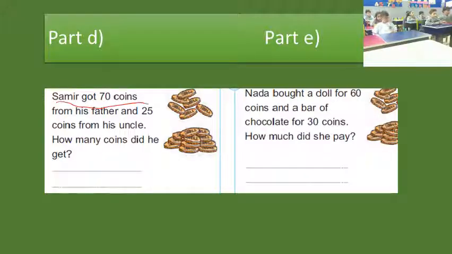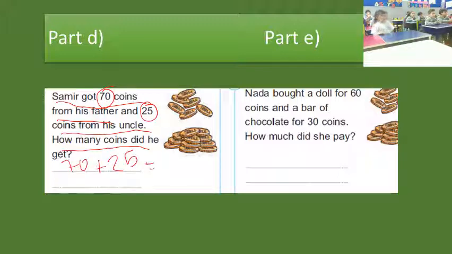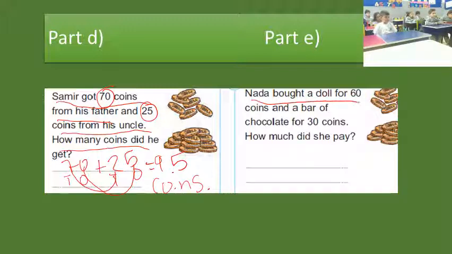Part D. Samir got 70 coins from his father. How many coins? 70. And 25 coins from his uncle. How many coins did he get? What do we do here with the two numbers? 75. Bravo. Okay, 7 is 10, 0, 1s with the 1s, 0 plus 5, 7 plus 2, 7 in your head, 7, 8, 9. 95 coins.